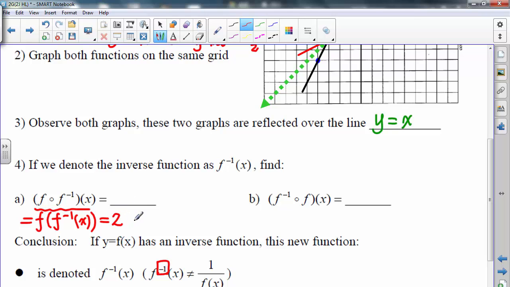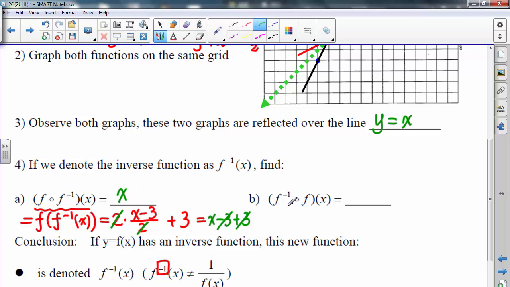My original function is 2x plus 3. This time, this x should be replaced by the inverse function, which is x minus 3 over 2. If we simplify, I cancel these two 2's, and I only have x minus 3 plus 3. Minus 3 plus 3, I can cancel these two numbers. So you will find f of f inverse x is x.